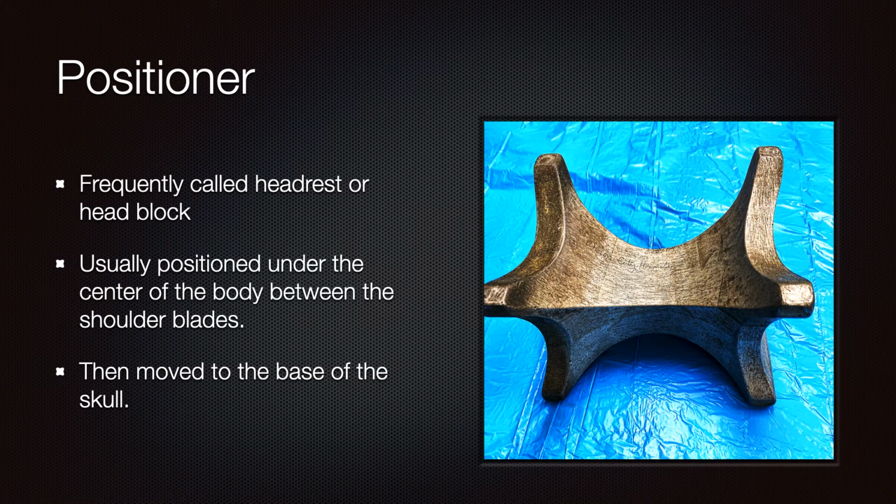It's usually used in the beginning of the autopsy to extend the neck and allow you to have optimal exposure of the neck for dissection. It is frequently moved to the base of the skull to optimally position the head for the scalp to begin the incision to remove the calvarium and brain.